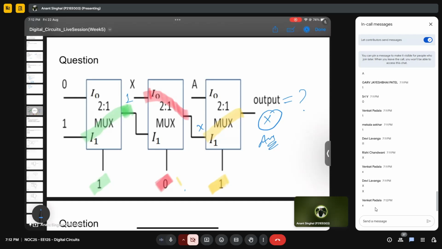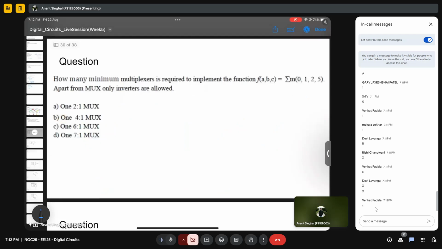I hope it is clear. I mean, this is what we have done. So this was a very easy question, and it's a good question to demonstrate how the select lines are getting chosen. So let's do this. How many minimum multiplexers are required to implement a function like this? Apart from mux, only inverters are allowed. So this is a good question. Try it out and let me know the answers in the chat box.